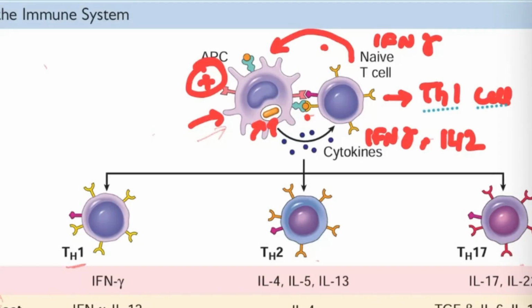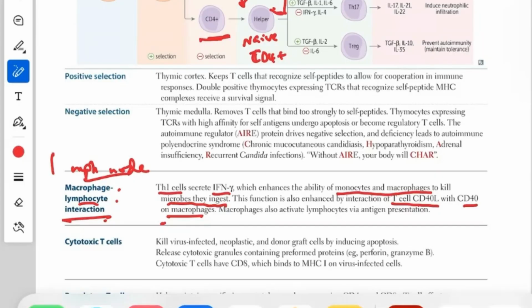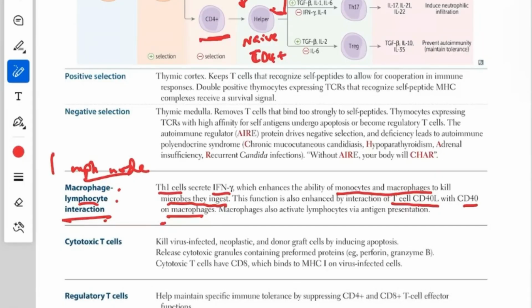All right. And then the macrophage will go back to where it came from, where it got that pathogen, and begin attacking the pathogen, the source, wherever it picked up that pathogen from, to start attacking more of the pathogens where they came from. So that's what this interaction is talking about. This function is also enhanced by interaction of T cell CD40 ligand with CD40 on the macrophage. So what you're beginning to see is there's a lot of interaction between these white blood cells. And we'll look at that in the next page once we get there.